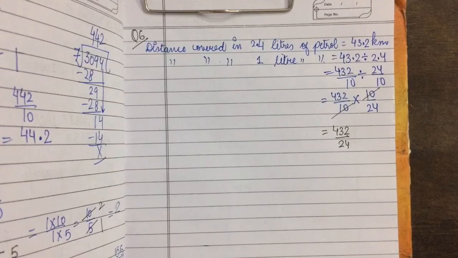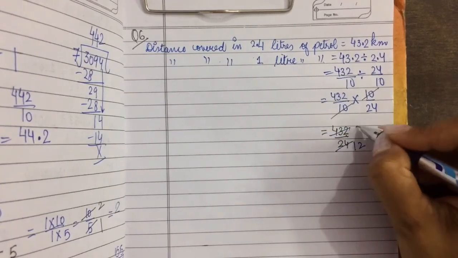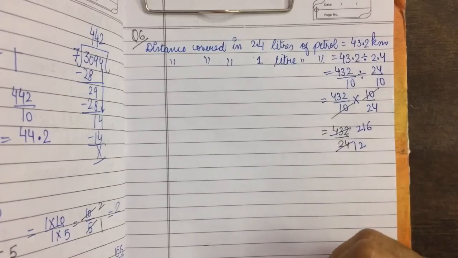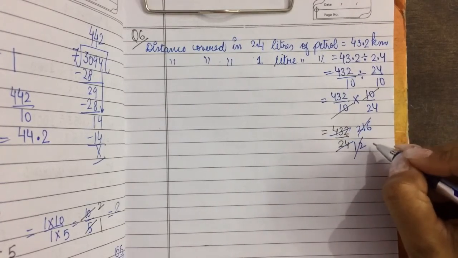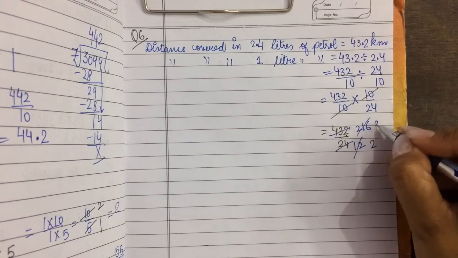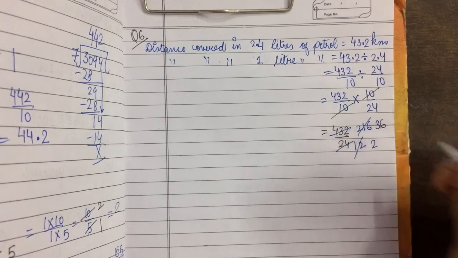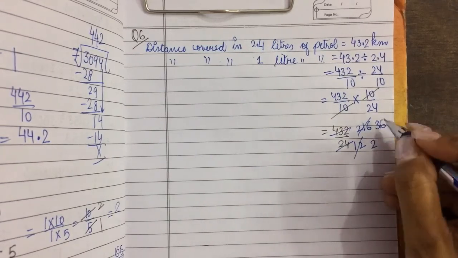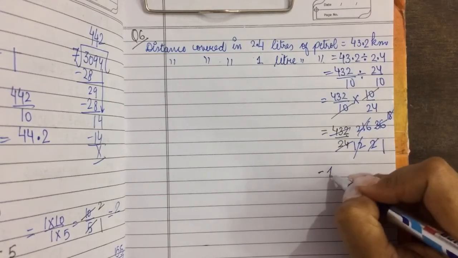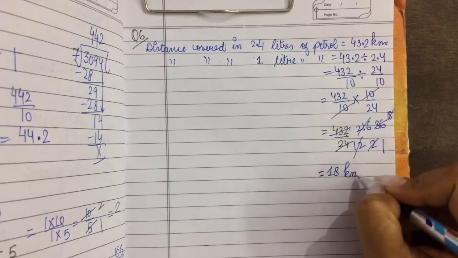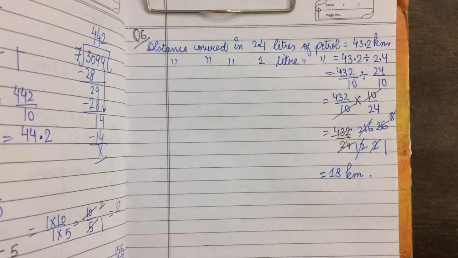Now simplify this fraction. Dividing by 2. Again you can divide by 2 or by 6. I'm dividing by 6. This can be again divided by 2. So the answer is 18 kilometers. So this completes your exercise as well as your chapter.